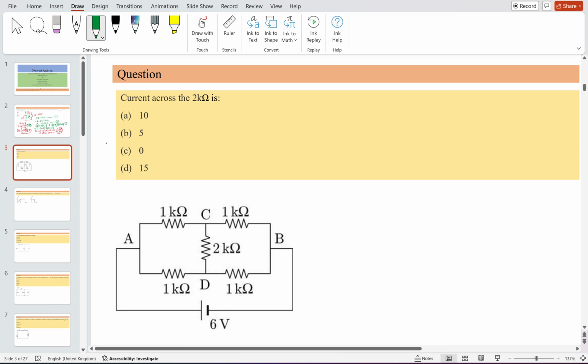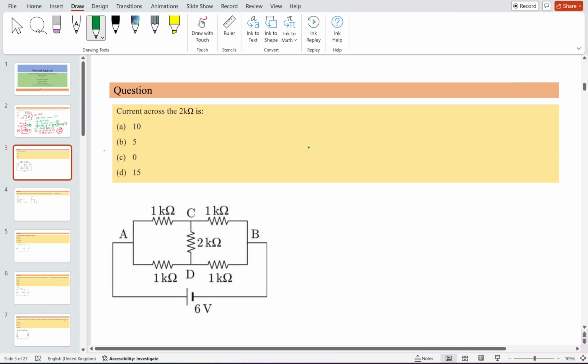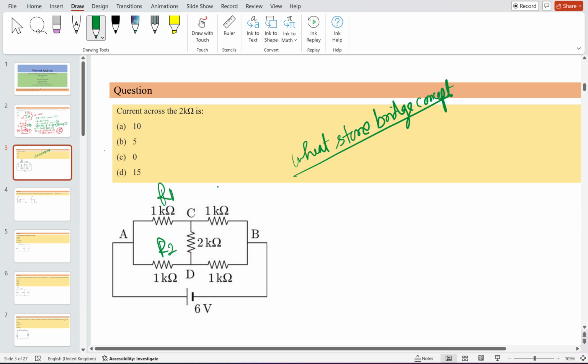Okay, let me give the solution. This kind of problem is easy to solve because one theorem is applied in this, called the Wheatstone bridge concept. In that, suppose this is R1 and this is R2, this is R3 and this is R4, and one internal impedance is connected between one node of R1 and R2, and one node between R2 and R4, this node, C and D basically.